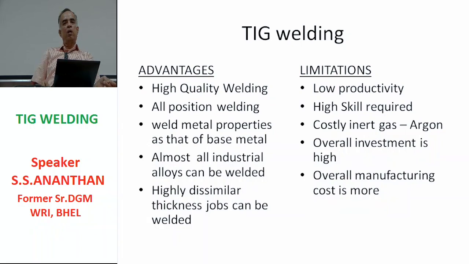And almost all industrial alloys can be welded, almost all material thicknesses can be welded, even starting from 0.5 millimeter stainless steel to 500 millimeter stainless steel. Highly dissimilar thickness materials can be welded, as we have seen earlier, the tube to tube sheet applications, where we deal with a 5 millimeter thick tube welded to a 100 millimeter thick tube sheet. Coming to the limitations, two major points are observed. One is the very low productivity and the high skill requirement for the welder. These two contribute towards the higher cost and the higher investment also, which is very important, leading to the highest manufacturing cost for a component.